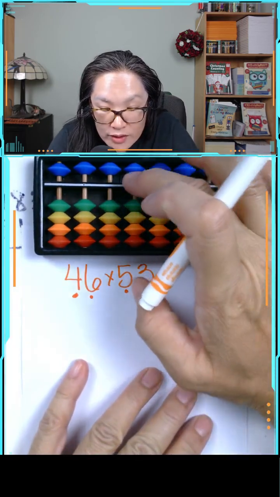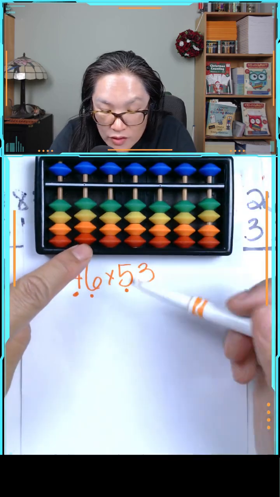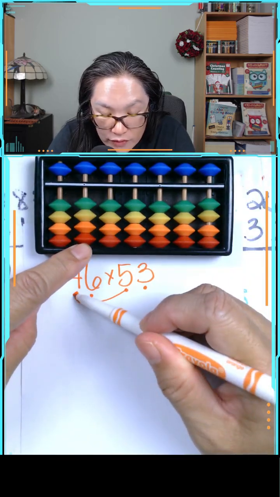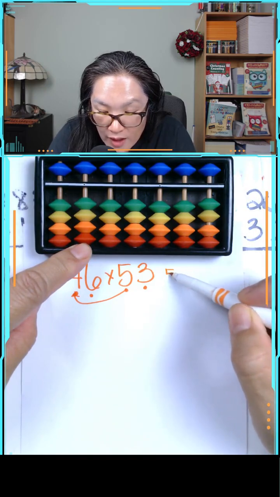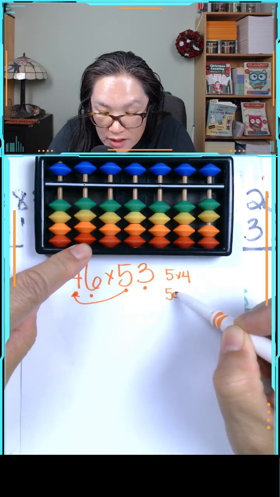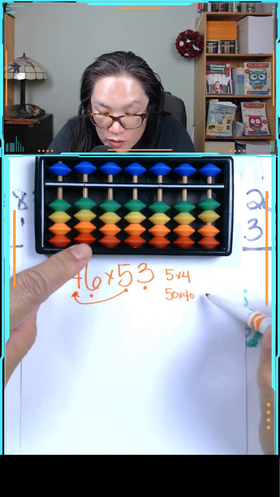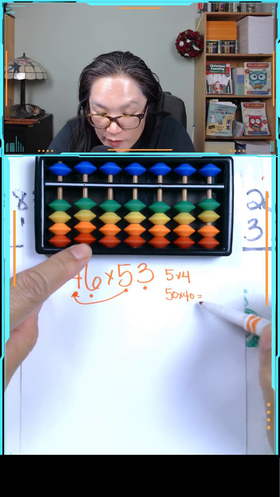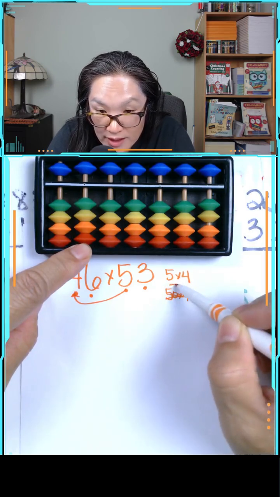So we have 1, 2, 3, 4. It'll be in the thousands. So the first thing we're going to do is 5 times 4. We're not going to do 50 times 40 because it's too big for my brain. We're just going to keep it like this.